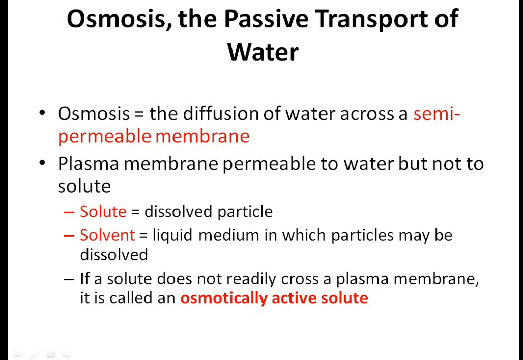So let's see what is osmosis. Osmosis, in simple words, means diffusion of water across a semi-permeable membrane. The plasma membrane is permeable to water but not to the solute. And what is a solute? This you have studied in chemistry, and you know from your previous knowledge that solute is a dissolved particle, and the solvent is the medium, usually liquid medium, in which the particles may be dissolved. And if the solute does not readily cross a plasma membrane, it is called an osmotically active solute.